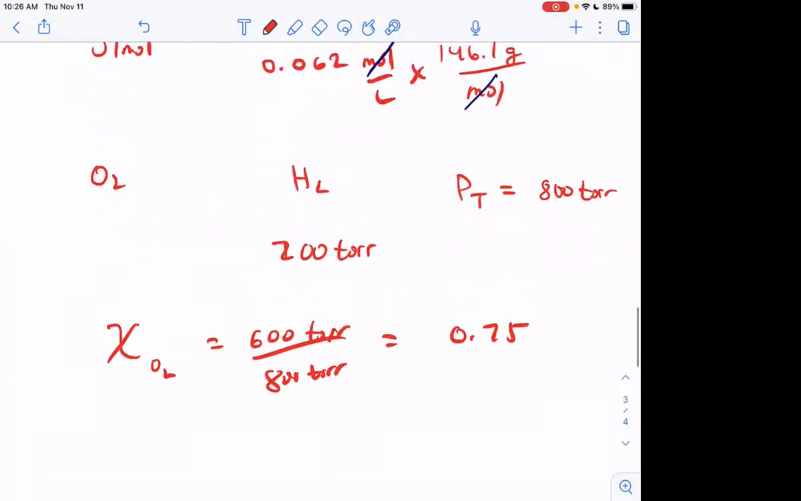So if the total pressure is 800 and there's only two gases and hydrogen's 200, well, 800 minus 200, oxygen must be 600. Oh, you're right. And then it's the part over the whole for any fraction or percent, however it's asked, part over the whole. In this case, it was asked for oxygen, so it's 600 divided by 800.